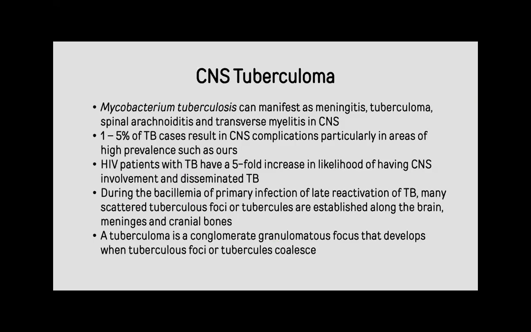During the bacillemia, which is when the TB bacilli are present in the bloodstream, tuberculous foci, also known as tubercles, are established along the brain, the meninges, and the cranial bones. A tuberculoma, as a result, forms when these tubercles coalesce and form a granulomatous focus.